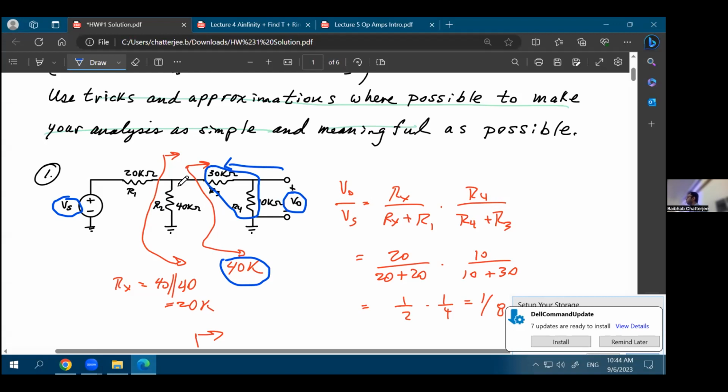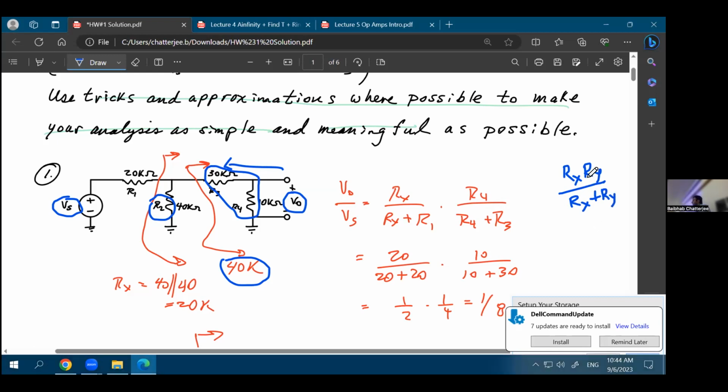Now that 40 kilo ohm will be in parallel with this 40 kilo ohm, which is R2. So you have two resistances in parallel, and both of them are 40 kilo ohms. What is the effective resistance? It's half of those two. Because you know the formula for two parallel resistances Rx and Ry is Rx times Ry divided by Rx plus Ry.